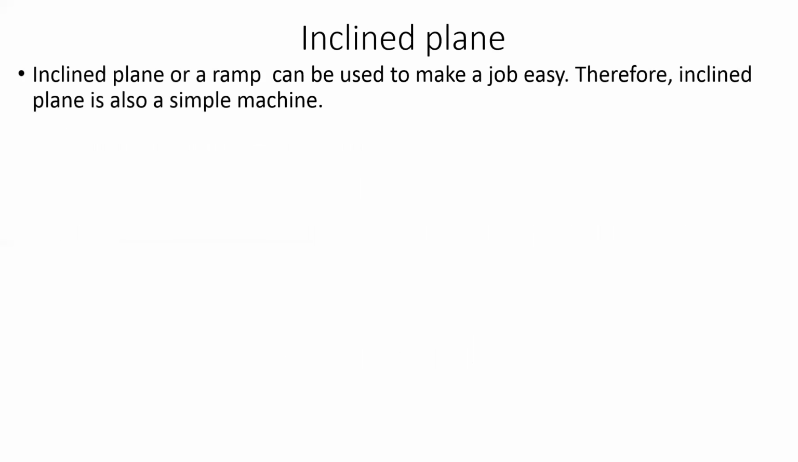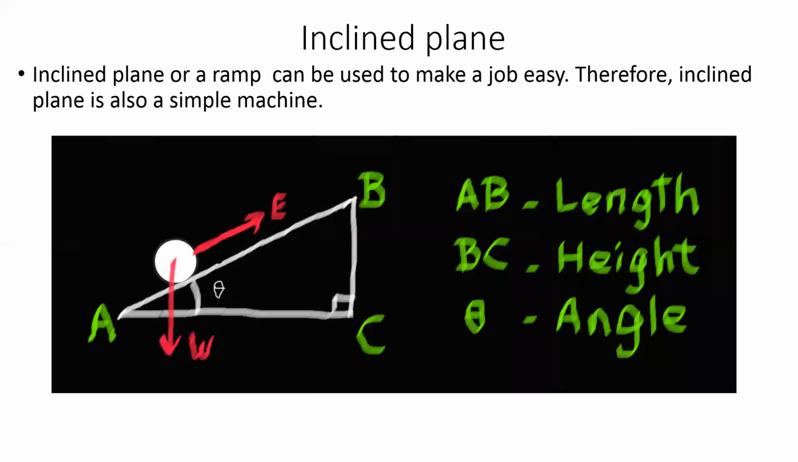Now we'll talk about the inclined plane. An inclined plane or ramp can be used to make a job easy. Therefore, the inclined plane is also a simple machine. Now here AB is the inclined plane. We have to lift the weight, that is W. W is the load. Effort is E. AB is called the length of the inclined plane. Then BC is called the height of the inclined plane and theta is the angle.